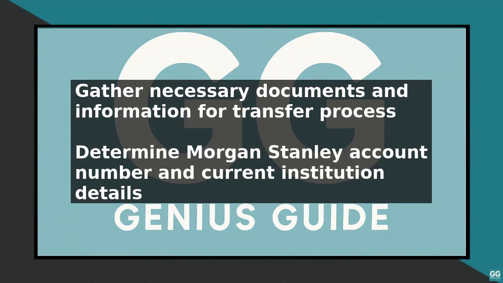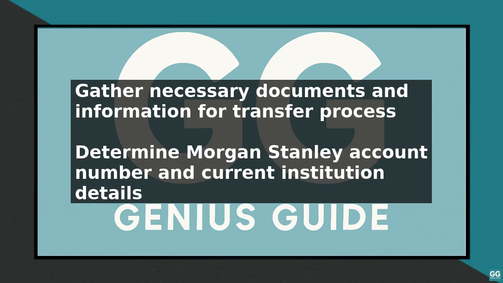To transfer assets to a Morgan Stanley IRA, start by gathering the necessary documents and information. You will need your Morgan Stanley account number, the name and address of the financial institution currently holding your assets, and the type of assets you want to transfer. Next, decide on the type of transfer you want to make.